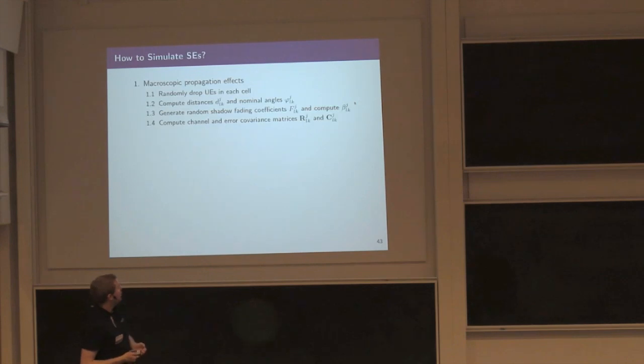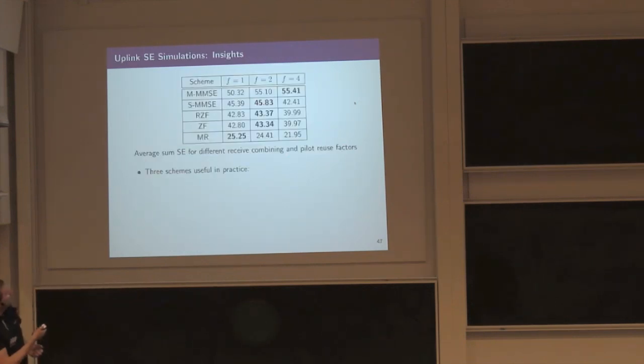And for multi-cell MMSE, it seems to always dominate to actually increase the SINR on the inside, even if you have to pay a lot for the reuse factor, for spending more resources on the pilots. But for maximum ratio, you are fine with having short pilots and getting more occasions to send data symbols per channel, per coherence block.